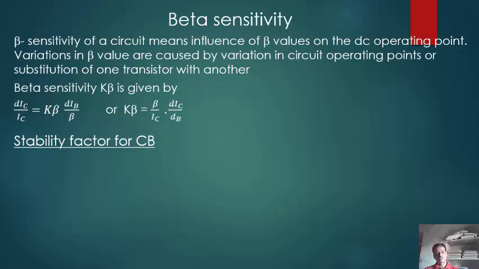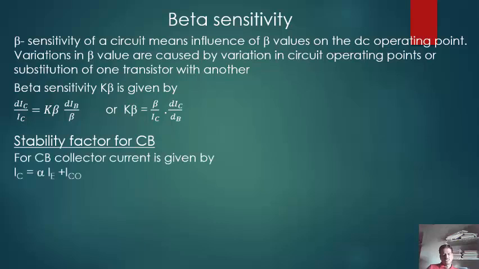Now let us see the stability factor for the different circuits, the common base and common emitter circuits. First, the stability factor for the common base circuit. For the common base circuit, the collector current IC is equal to alpha times IE plus ICO. Here alpha is the current gain for the common base. So the stability factor is dIC divided by dICO, which is equal to 0 plus 1, and therefore for the common base circuit, the stability factor is equal to 1.